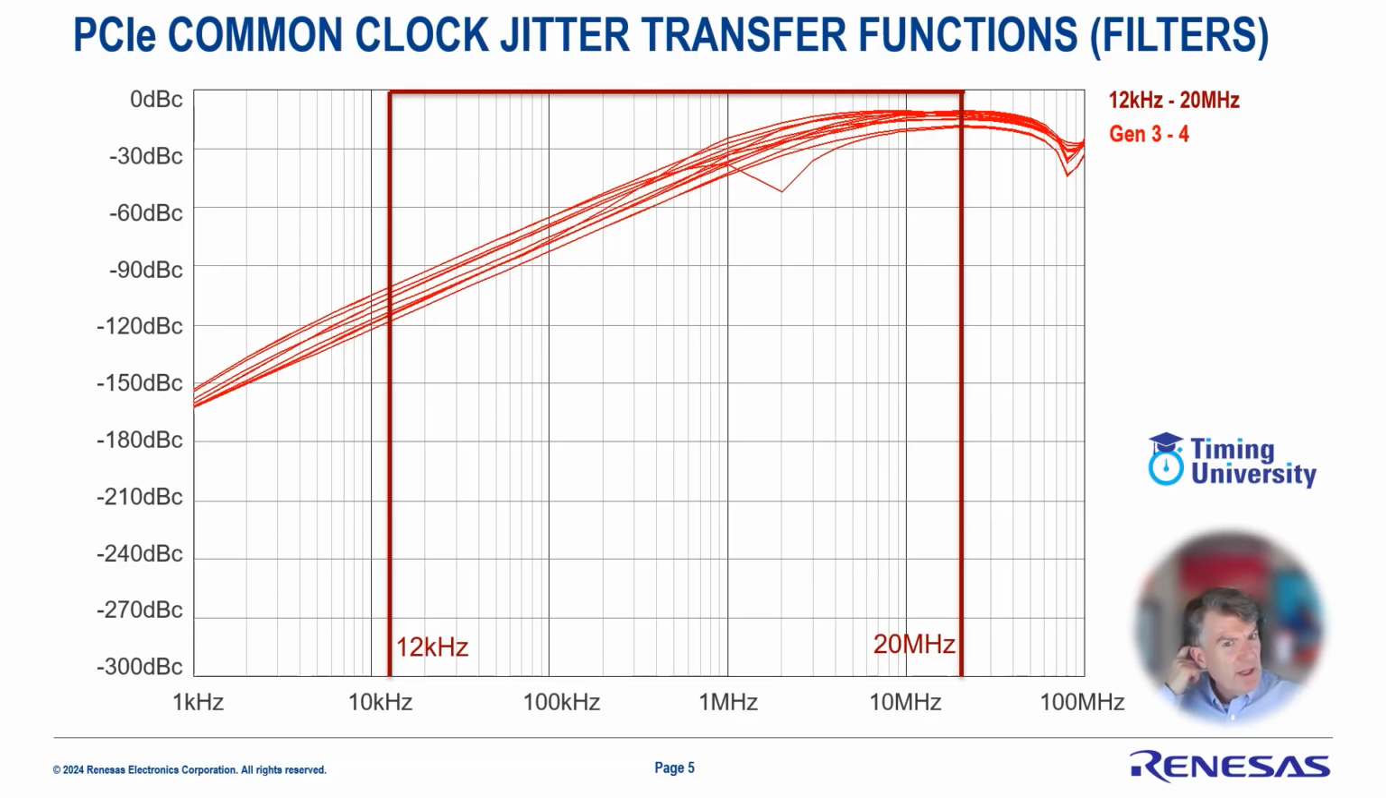So here we have the brick wall filter in brown. It's pretty simple. Between the 12 kilohertz and 20 megahertz, we have essentially no attenuation whatsoever. The pass band, if you want to call it, is at 0 dBc. So everything within that range is passed through or transferred to the output. The PCIe common clock filters are very different, though.